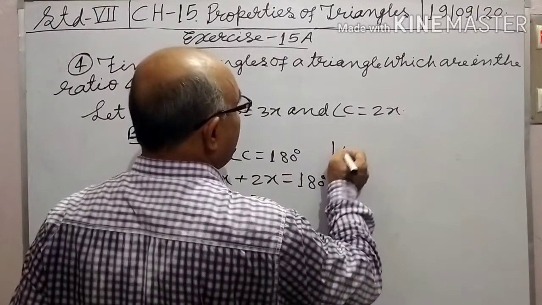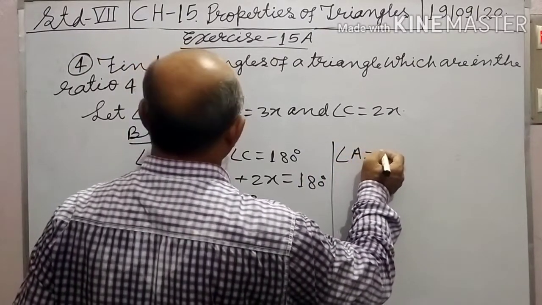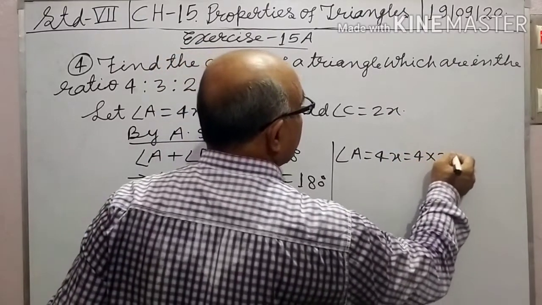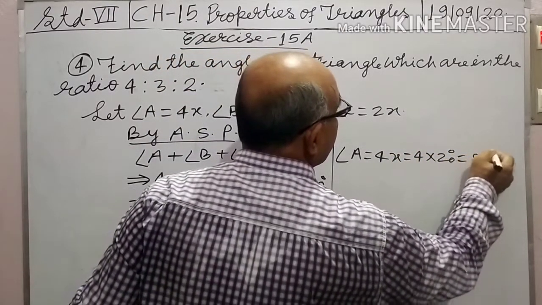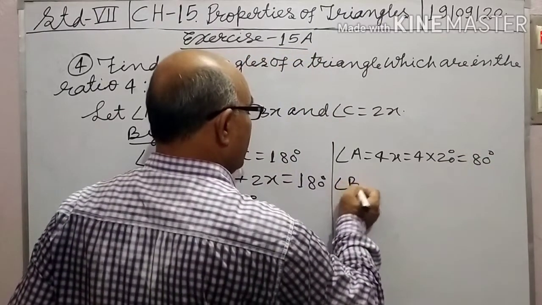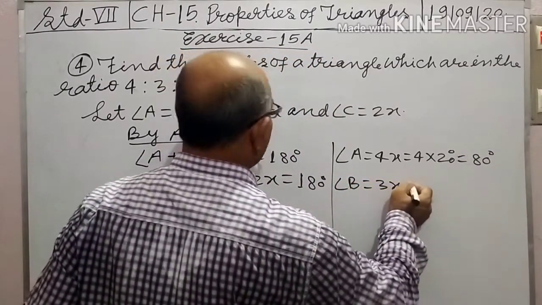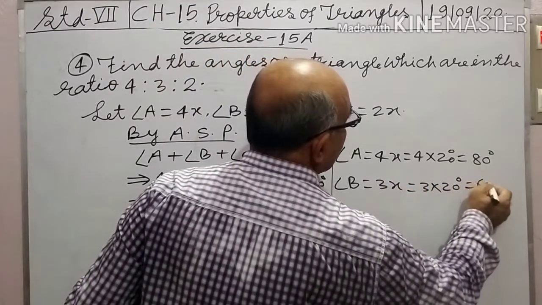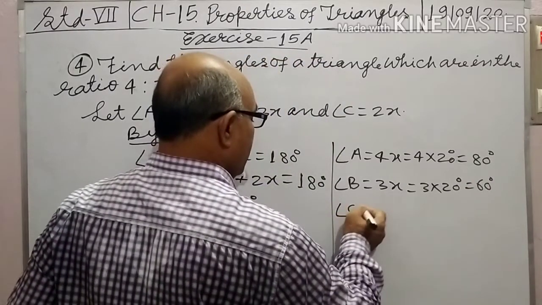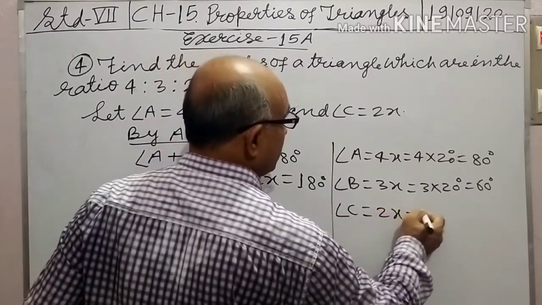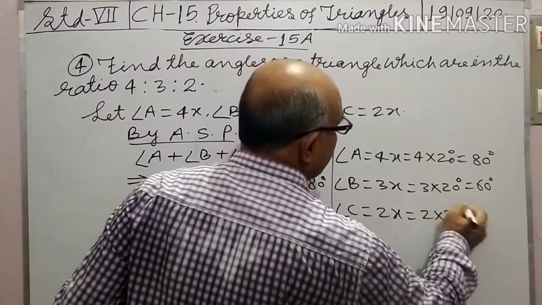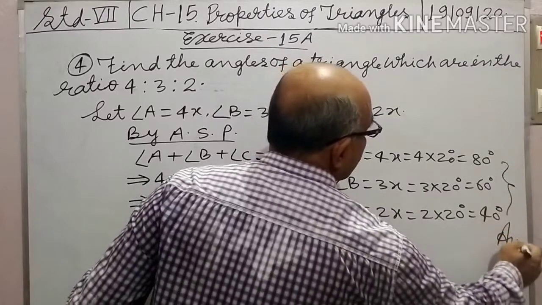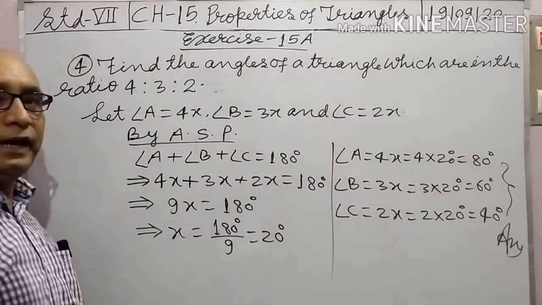Now find angle A equal to 4x equal to 4 into 20 degrees equal to 80 degrees. Angle B equal to 3x equal to 3 into 20 degrees equal to 60 degrees. Angle C equal to 2x equal to 2 into 20 degrees equal to 40 degrees. Answer. Students, understand and write it.